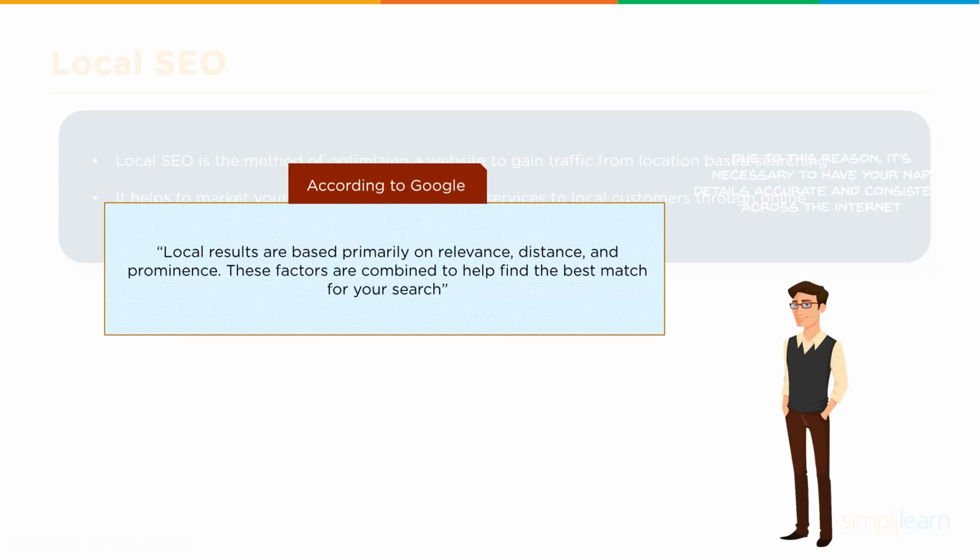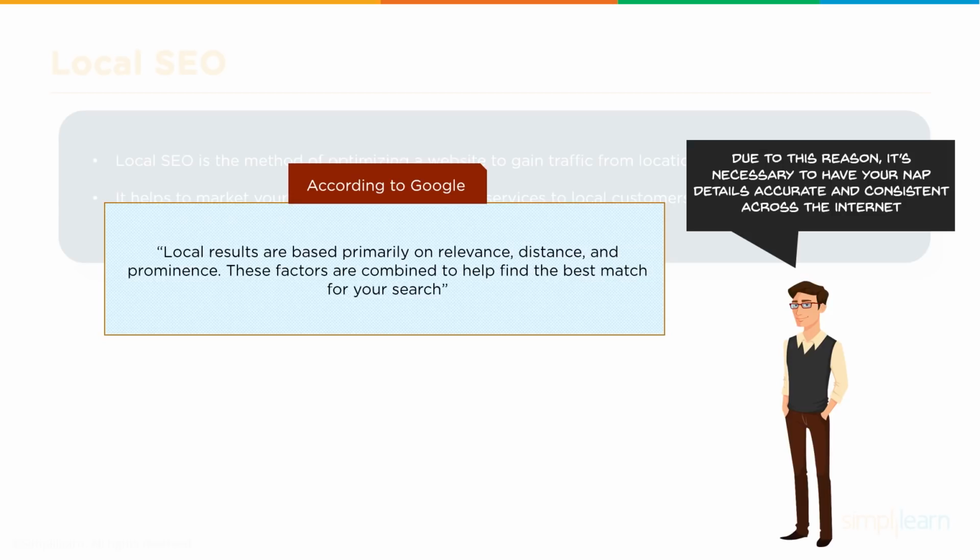So somebody typing in that plumber or say that Italian restaurant or any particular product or service is going to find local results, and you want to be there to meet that person when they're looking for your product or service. So that's the whole idea behind local SEO.